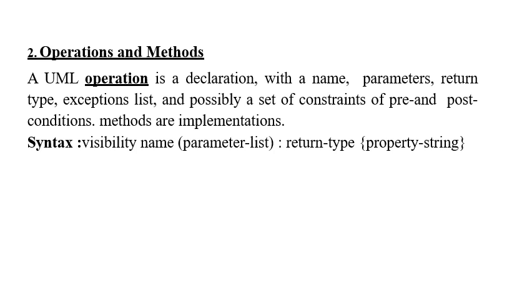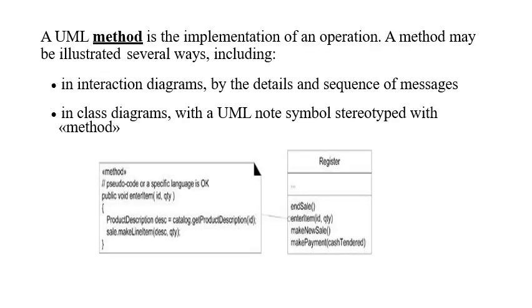Operations. The operation is given with the declaration, name, parameters, return type and exception list. The operation performed in the system is known as the UML operation. Method. A method can be illustrated in several ways, that includes the interaction diagram with the details and the sequence of the messages, and in the class diagram use a node symbol with a stereotyped method. So this method is the implementation of an operation.